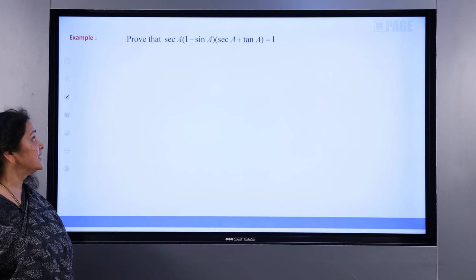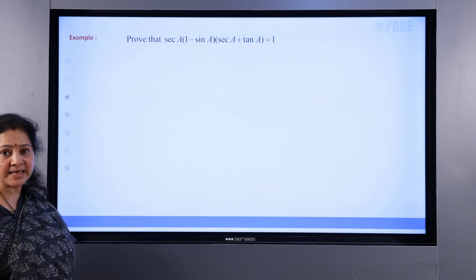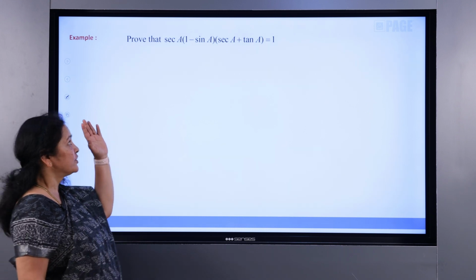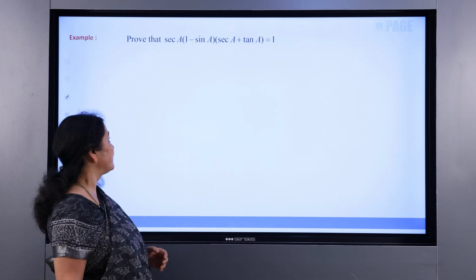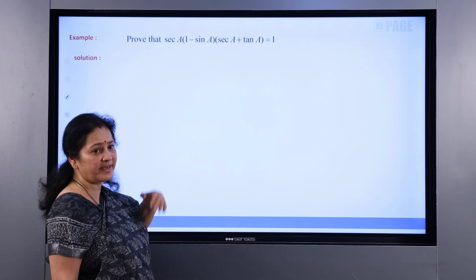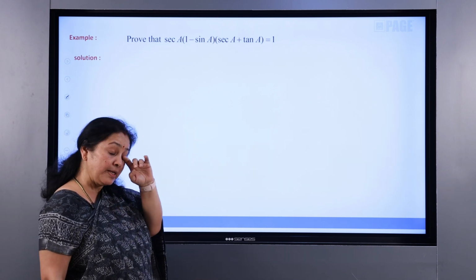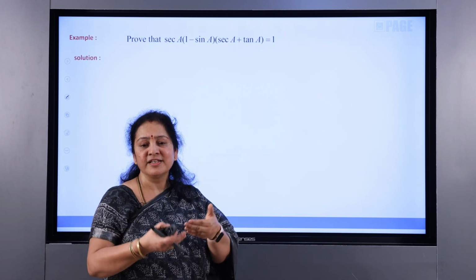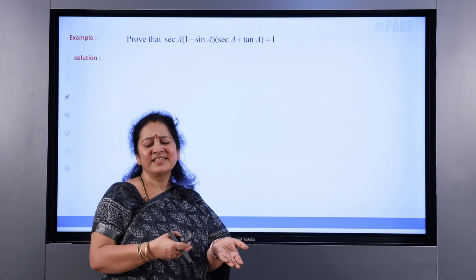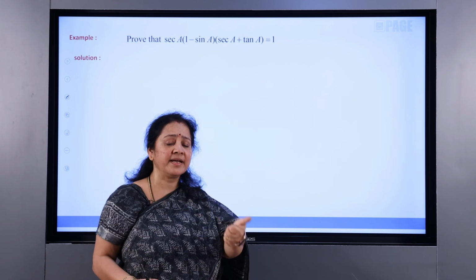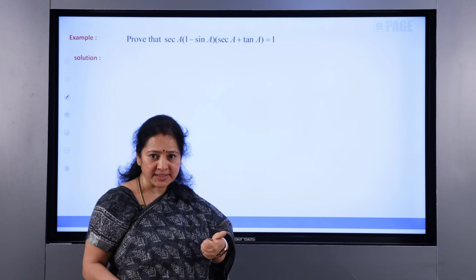Right. Prove that secant A into 1 minus sin A into secant A plus tan A equals 1. So look into all the values here. We're just going to consider the LHS part first, simplify and show that it is equal to 1. So secant of any angle is 1 upon cos. Secant is 1 upon cos, reciprocal of cos. So secant A could be written as 1 by cos A.